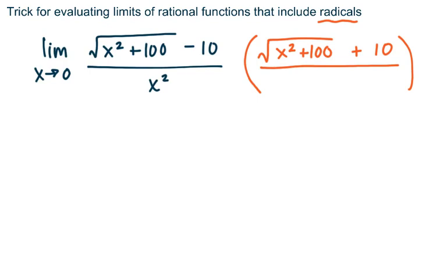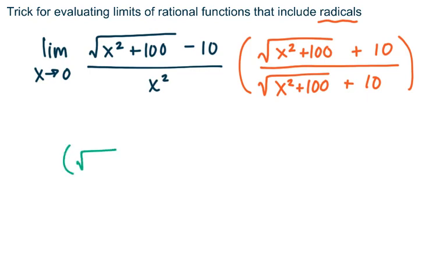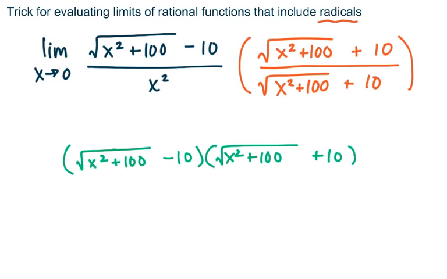Now, I can't multiply by any random number, but I am allowed to multiply by 1. And if I put something over itself, I can make it equal to 1. So in this situation, now when I FOIL my numerator, let's look at foiling that. I have the square root of x squared plus 100 minus 10 times the square root of x squared plus 100 plus 10.